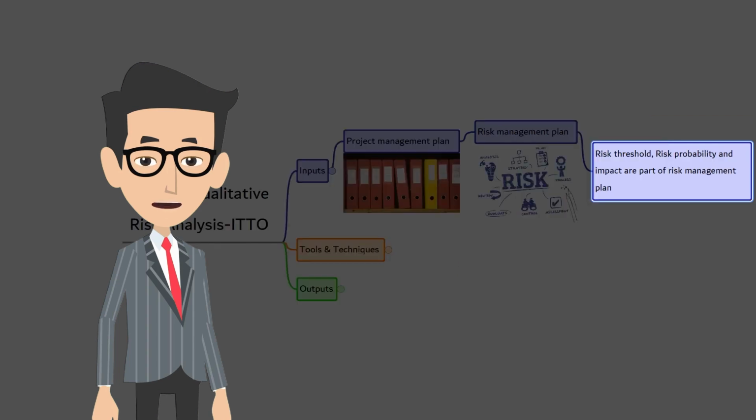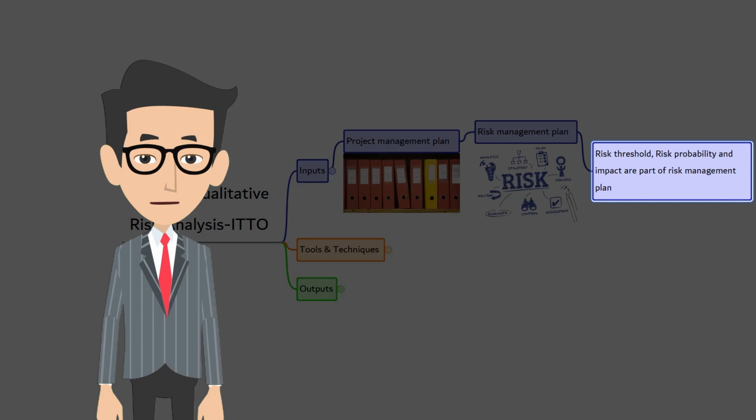The risk management plan will contain the roles and responsibilities of the team, budget for risk, scheduled activities to manage risk, categories, preferably in the form of risk breakdown structure, stakeholders' risk threshold, definition of risk probability and impact. This information is valuable while performing qualitative risk analysis.